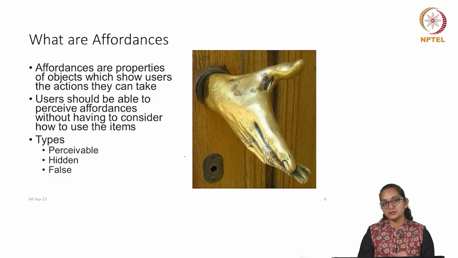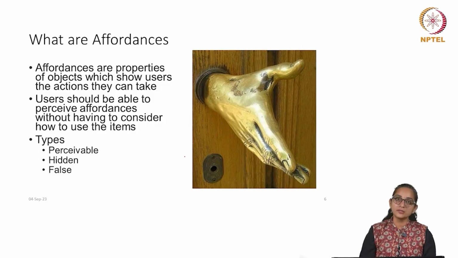And then there are false affordances. False affordance means that there is a perceivable affordance, but it is directing you to an incorrect action. Just by looking at it, you may feel that this is how you are supposed to interact with it, but the moment you do, it is actually leading to an incorrect action. So, that falls in the category of false affordance.